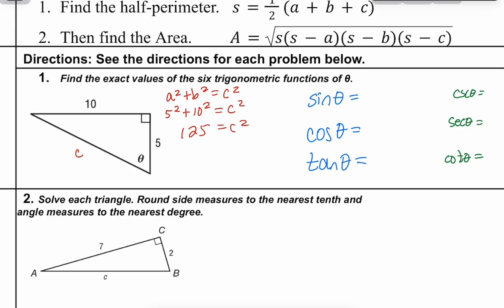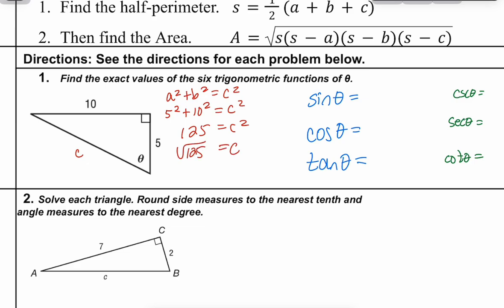And see right here where it says exact values. If you give me the decimal equivalent of that, it's 11 point something, I'm going to say, nope, that's not the exact value, because you're going to have to round it. I want the square root for this in simplified form. So c is the square root of 125.